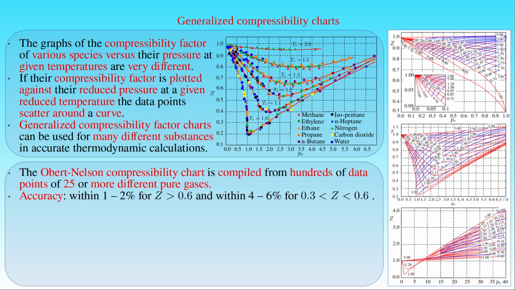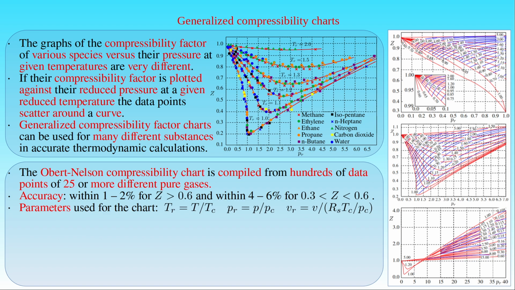The parameters used in the Obert-Nelson chart are the standard reduced variables, that is, the reduced pressure PR given by the ratio of the pressure P of the gas to its critical pressure Pc, and the reduced temperature Tr of the gas given by the ratio of its absolute temperature T to its critical temperature Tc. The third state variable of the gas is its pseudo-reduced volume VR, defined by the specific volume v of the gas over the ratio of the specific gas constant Rs of the gas times the critical temperature Tc to the critical pressure Pc.